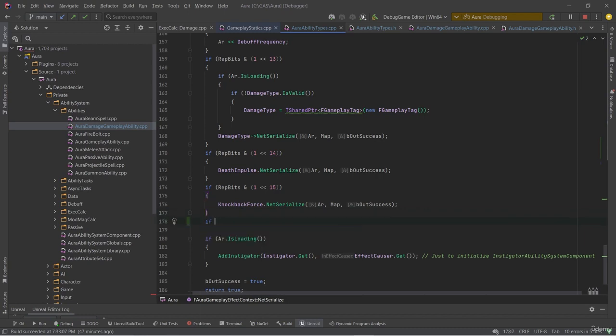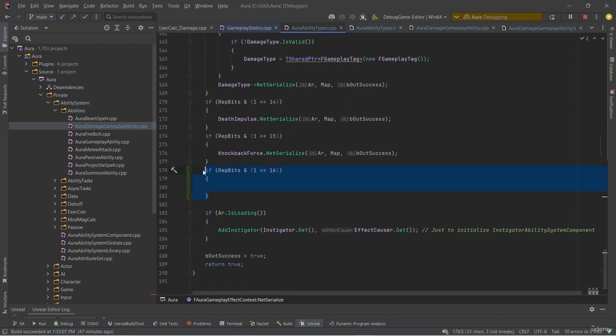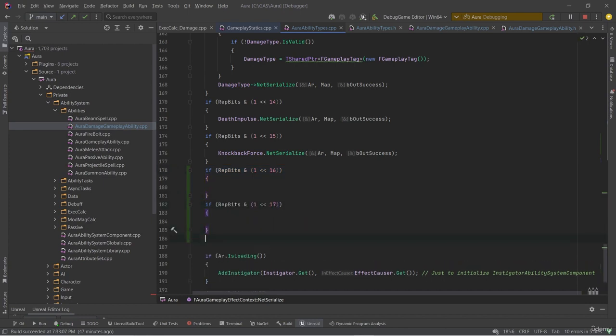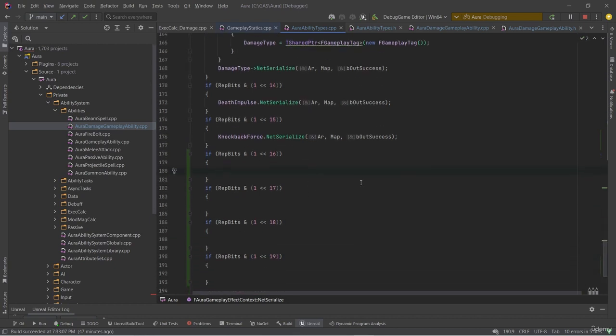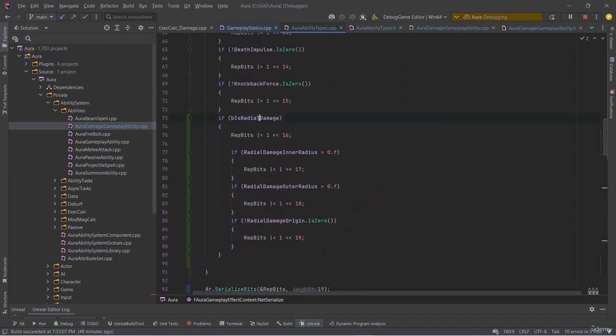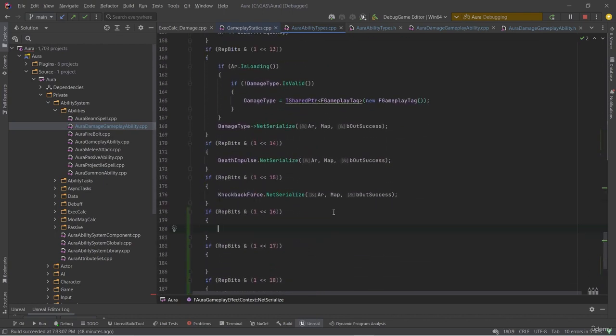So first, we're going to check if RepBits uses bitwise AND, 1 left shift 16. And while I'm at it, I'm just going to copy this before I put anything in there and check 17, 18, and 19. So if we flipped 16, we can go back up and look. That's going to be for IsRadialDamage. So what we'll do is we'll take the archive and we'll archive bIsRadialDamage.